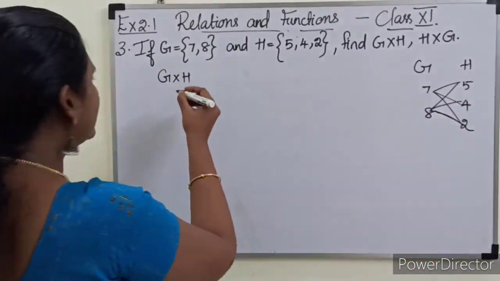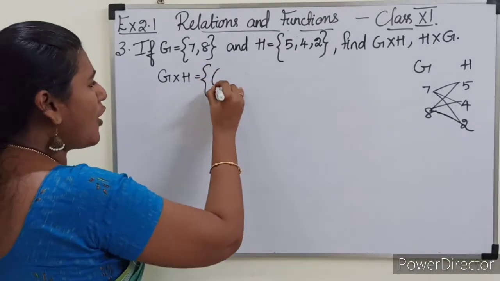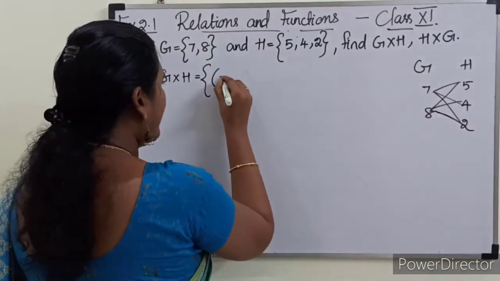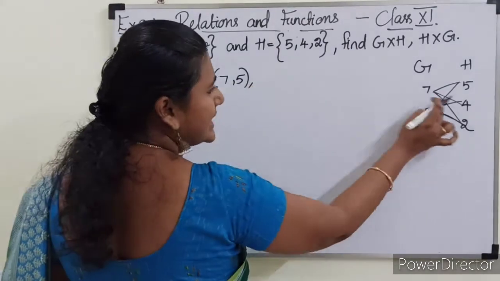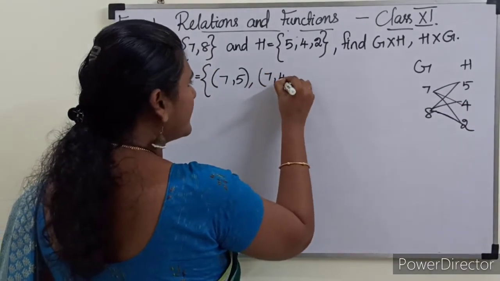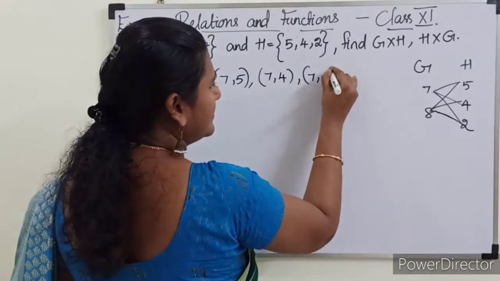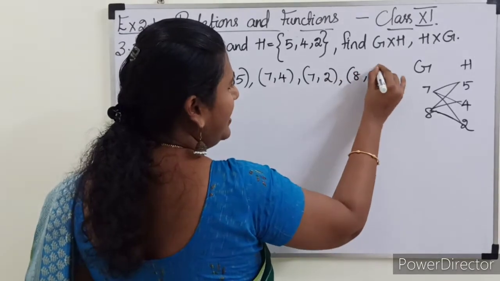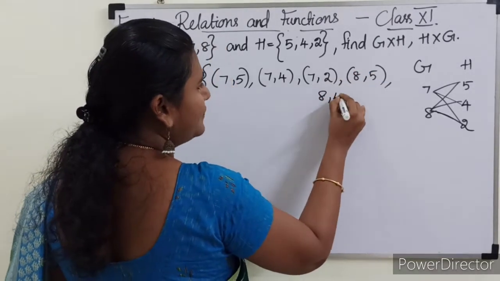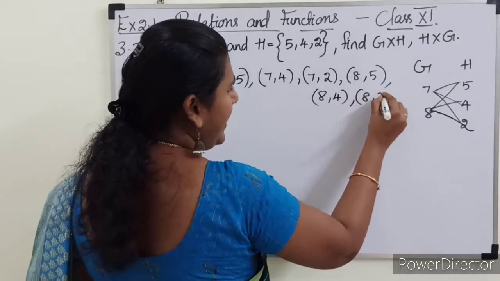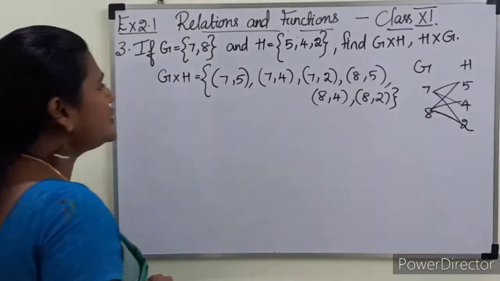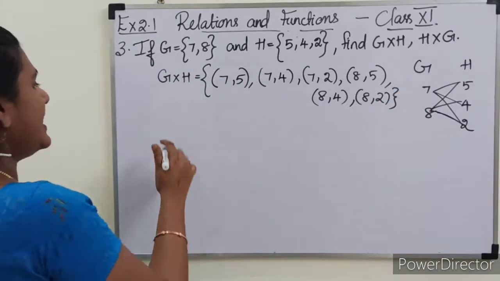So G cross H is the collection of ordered pairs (7, 5), (7, 4), (7, 2), (8, 5), (8, 4), (8, 2). So this is G cross H.